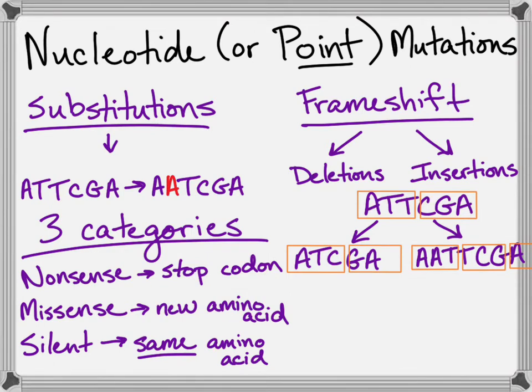So frameshift mutations can have a big effect, especially if they occur early in a protein coding region, but even later in the protein coding region, you could change where the stop codon falls or have no stop codon at all. So big impact. Frameshift mutations have big impacts.